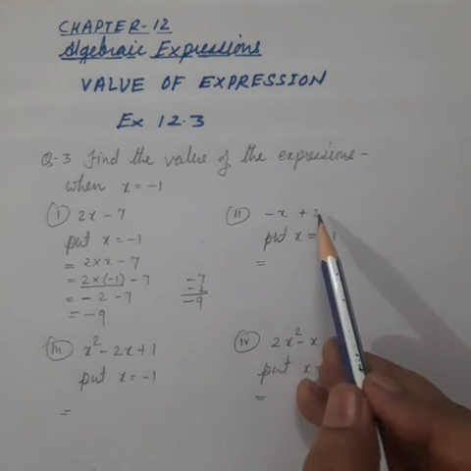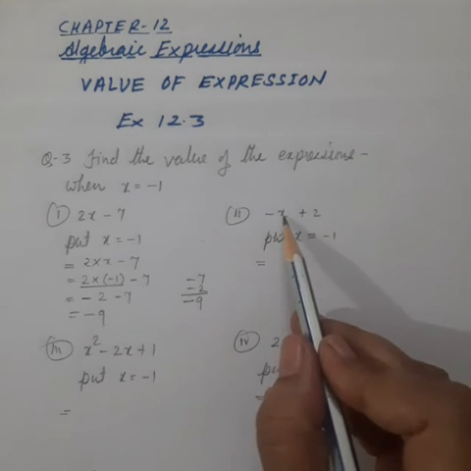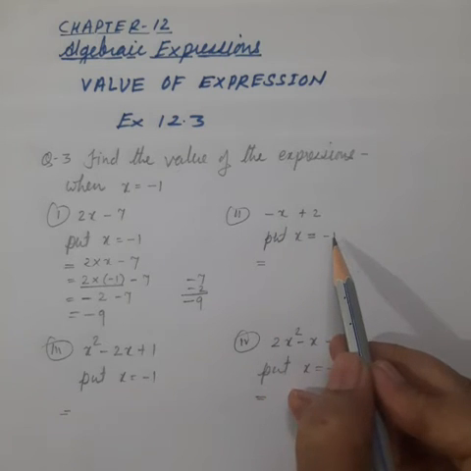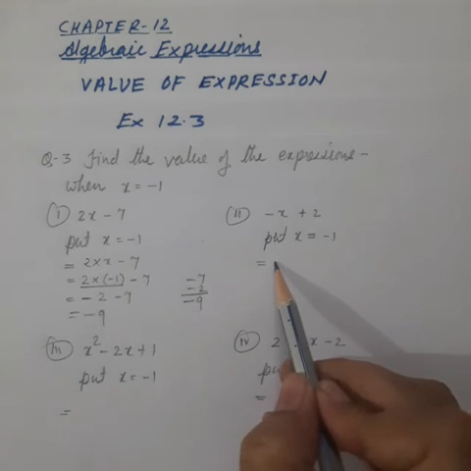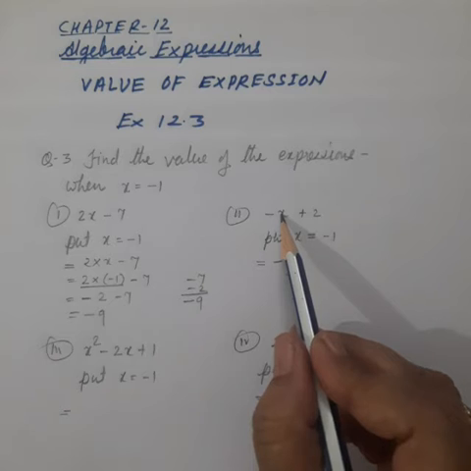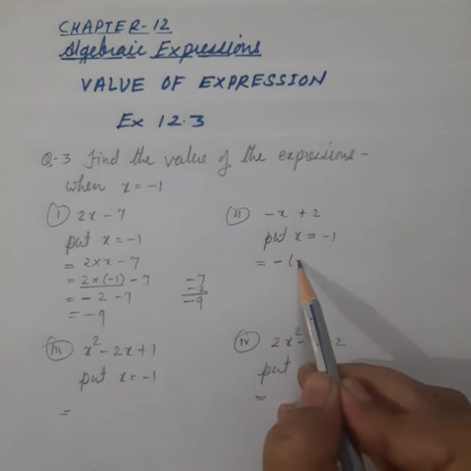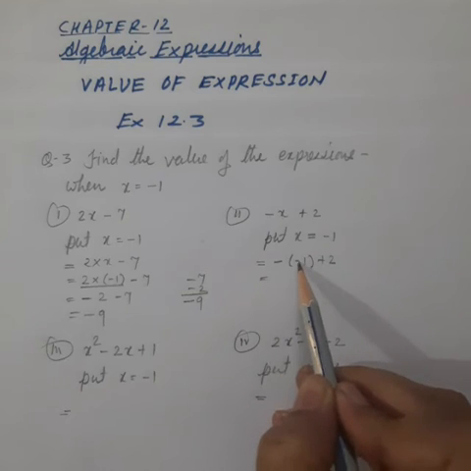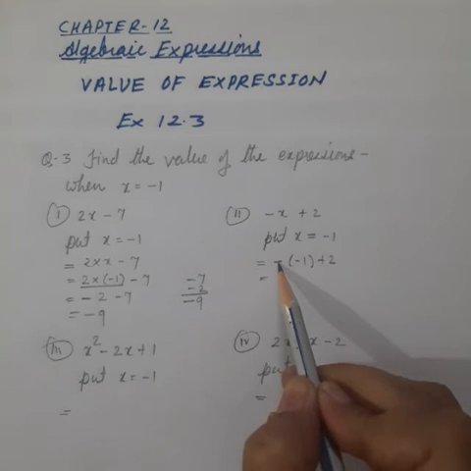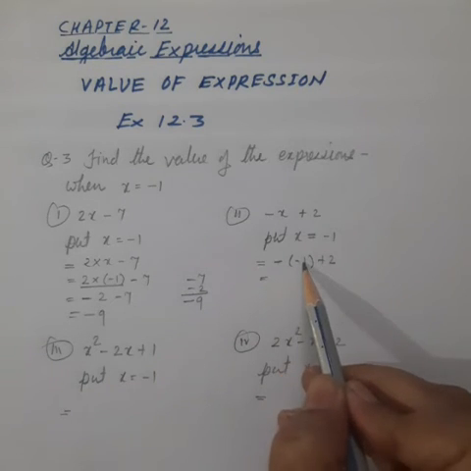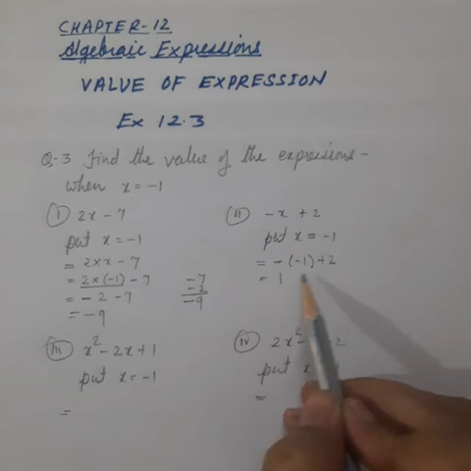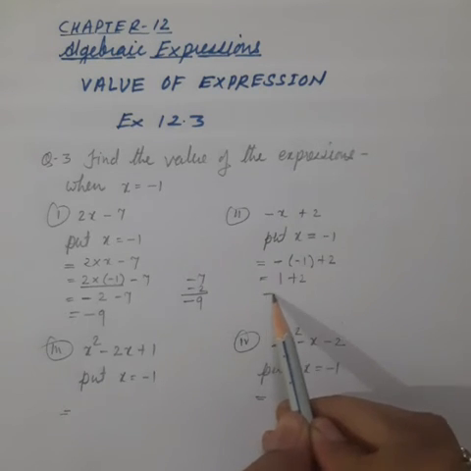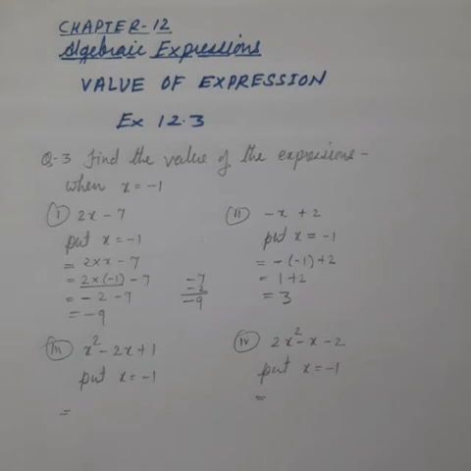Second, minus x plus 2. At the place of x, put minus 1. It is negative, so put it in bracket. This minus, and at the place of x, again minus 1 in bracket, plus 2. In front of the bracket, a negative sign is there. So the opposite of minus 1 is plus 1. Plus 1 plus 2. 1 plus 2 is 3.